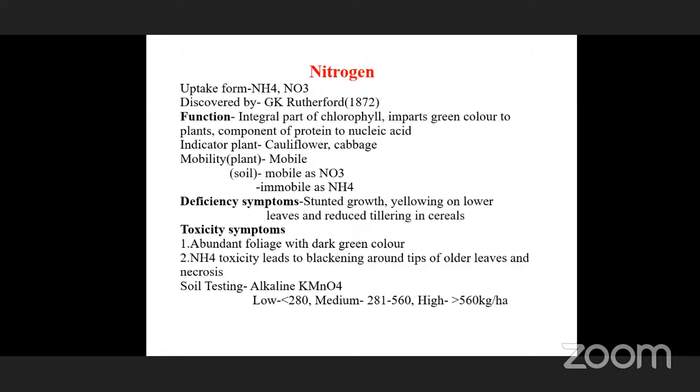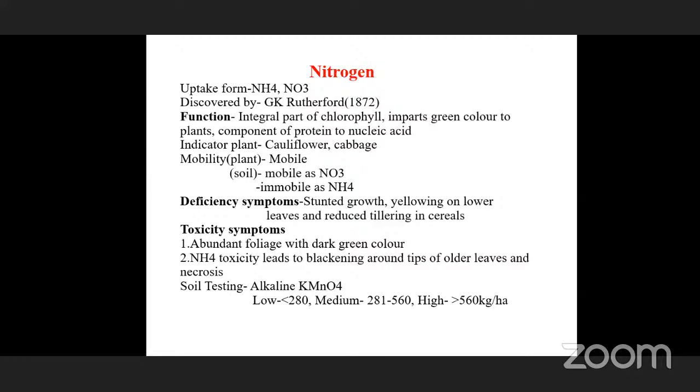Based on the mobility, in the plant it is highly mobile, whereas in soil, if it is present as nitrate it is mobile, if it is present as ammonia it is immobile. That's the reason we use the ammonical form of nitrogen in paddy, because paddy is grown in submerged conditions, so we use ammonia for paddy. And nitrate mostly gets leached.